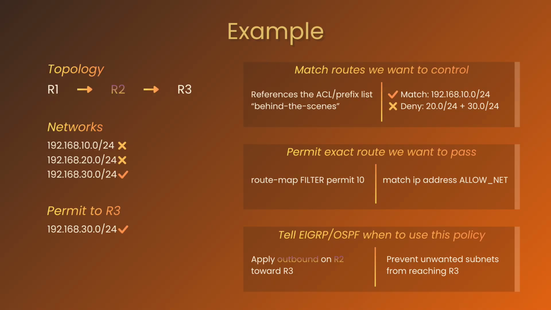Now let's walk through an example of how route maps filter routes. Let's say R1 is advertising 3 networks to R2, and R2 should only pass one of those networks to R3. Step 1 is to identify the specific network you want to allow. So we create a prefix list that matches that single network. Next, we build a route map with a permit sequence that matches only that prefix list. That becomes our allow rule. Finally, we apply the route map outbound on R2. The result, R3 will only learn that one allowed network and the other 2 will be filtered out. This structure works across all routing protocols.